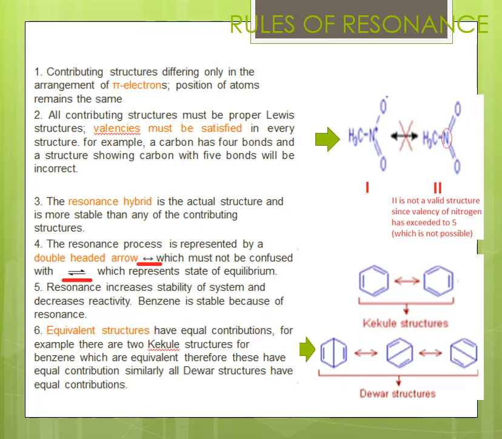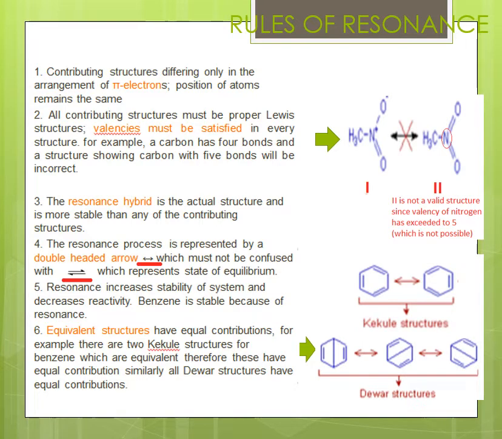The resonance process is represented by a double-headed arrow. It must not be confused with this other arrow. The double-headed arrow means that the structures at both ends are imaginary, while the second arrow represents a state of equilibrium. Right? So whenever a system has resonance, it has extraordinary stability, and the reactivity of that system decreases. Benzene is stable because of resonance.